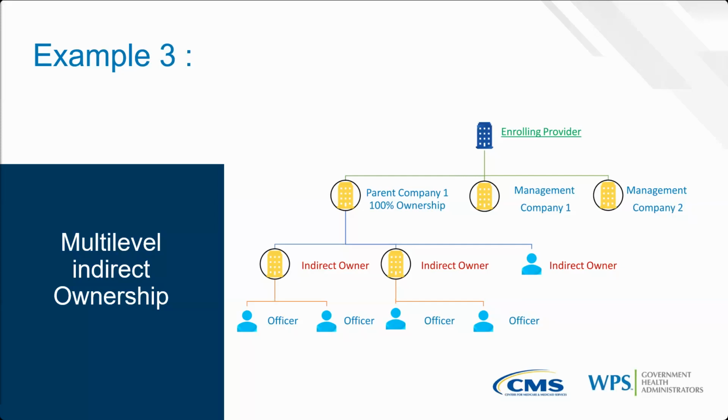So when you're filling out your ownership on a CMS 855 application, that org diagram is also going to help you know who to report. Basically it's all levels of ownership, all direct and indirect, all board members. And this is where for some of the larger organizations, we do understand it can get lengthy, but again, we are asking for this information to protect the Medicare Trust Fund.